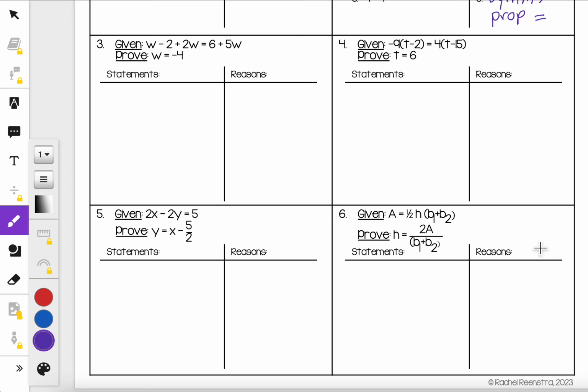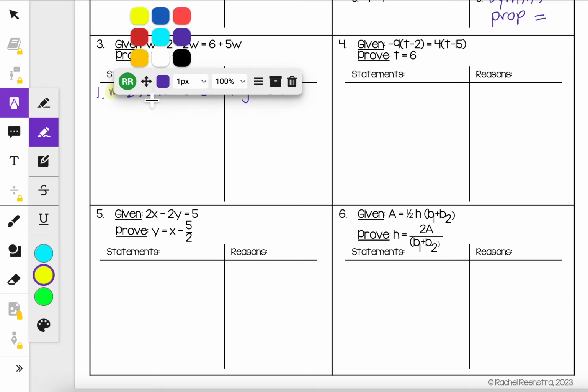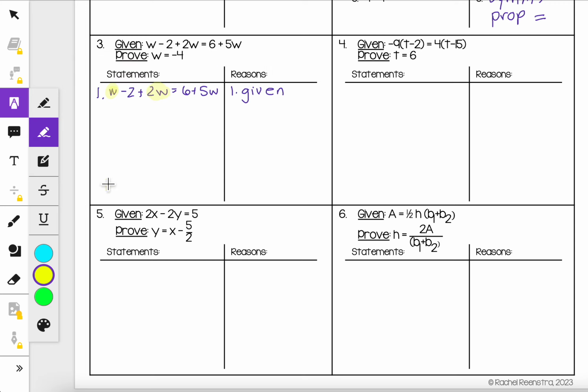So let's start with number 3. My first statement is going to be to rewrite my proof or my given exactly as I see it. So that's my given. Now, my next step here would be to combine like terms. So I want to combine this w and 2w.